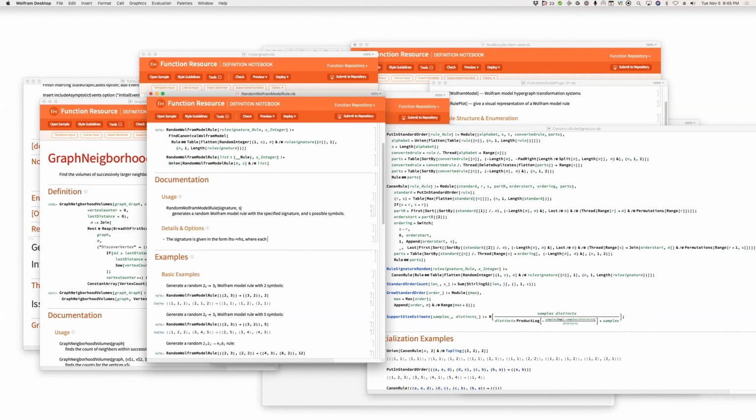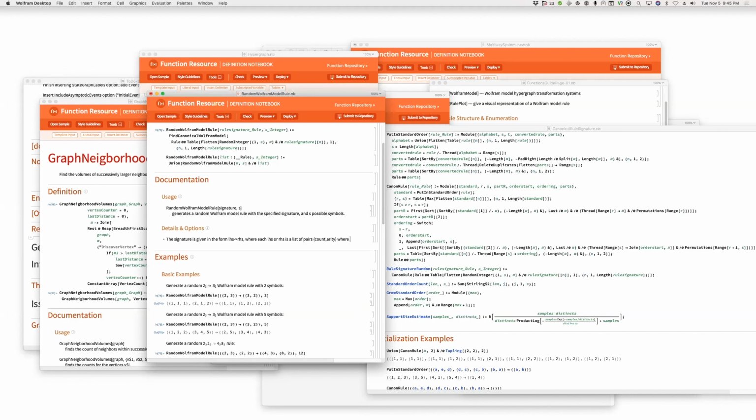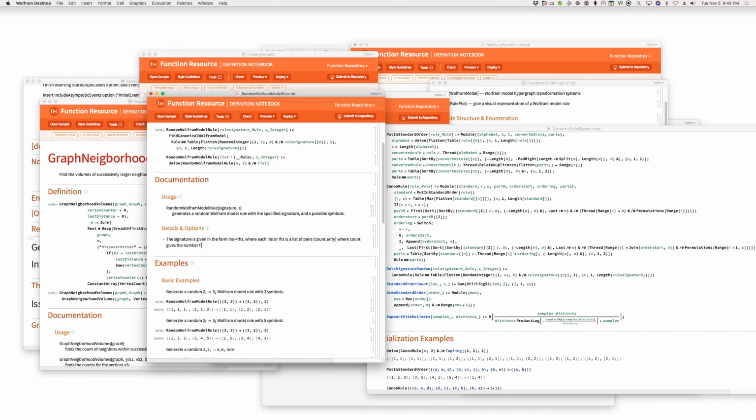Where each LHS or RHS is a list of pairs of the form count, comma, arity, where the count is the number of hyperedges of specified arity, right?